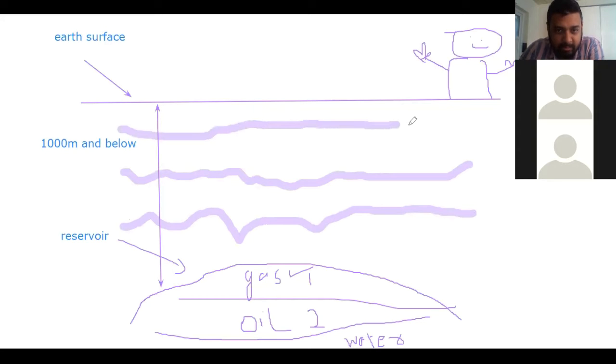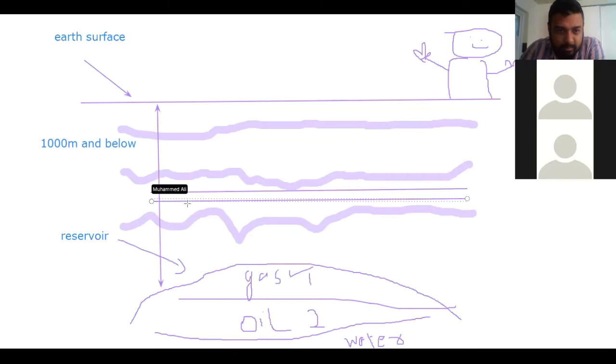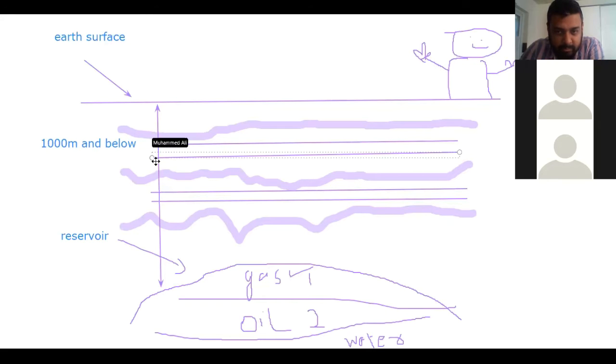They are not empty. So you can say sandstone rock, shale rocks. So these are not empty places, they are full of rocks. Okay. This is our situation right now.